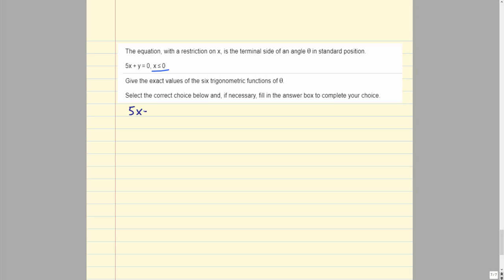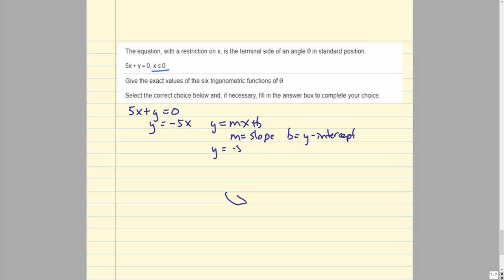So let's look at 5x plus y equals 0. Well, if I solve for y, I get y equals negative 5x. This is in the y equals mx plus b form. Now remember, m is slope, and b is your y-intercept, where it crosses the y-axis. So for our case, y equals negative 5x, I could look at that as negative 5x plus 0. So here our slope is negative 5, and our y-intercept is equal to 0 then. Okay, so we have a negative sloping line. Our y-intercept is equal to 0, so I know it's crossing through the origin. So let's go ahead and try and graph this out.